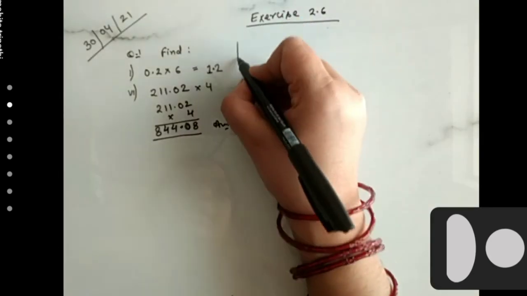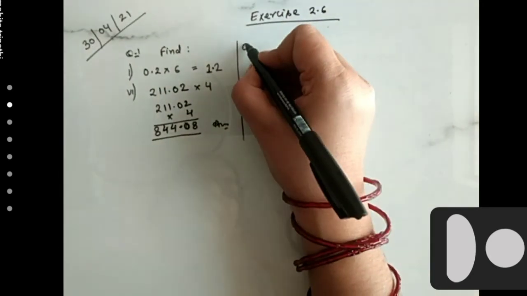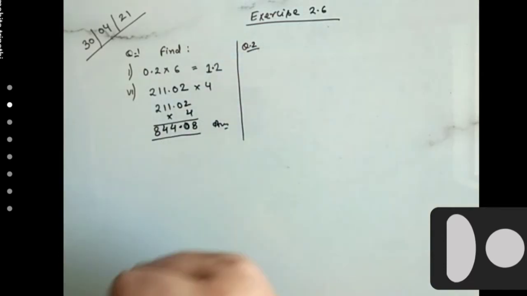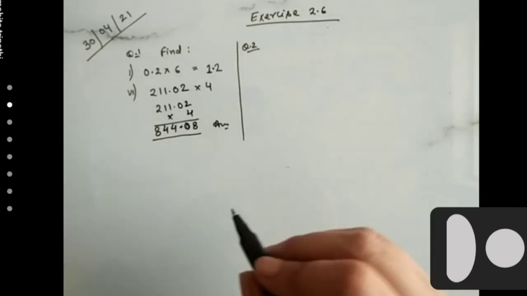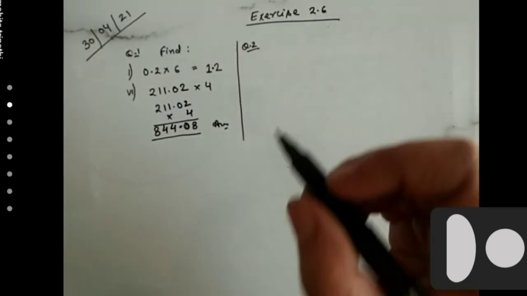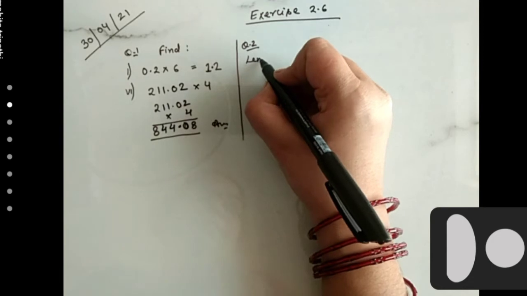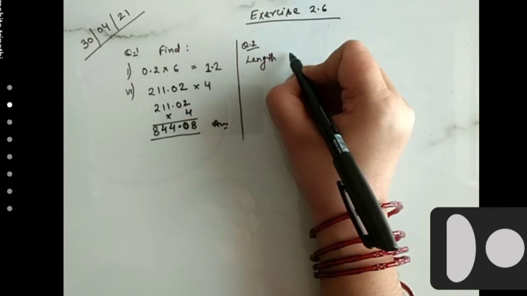Yes. Now see the second question. The second question is a word problem. You need to find the area of a rectangle. Okay, what you need to find out? The area of the rectangle. What is given to you? The length is given to you.